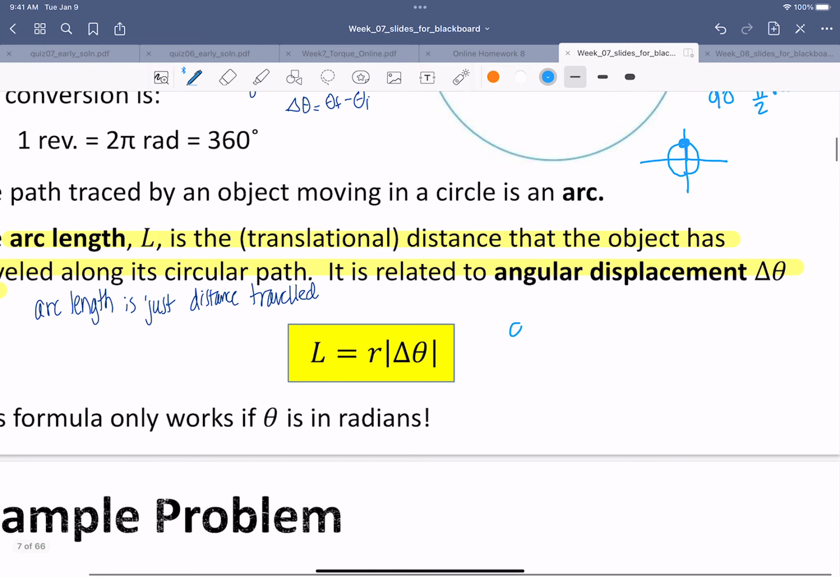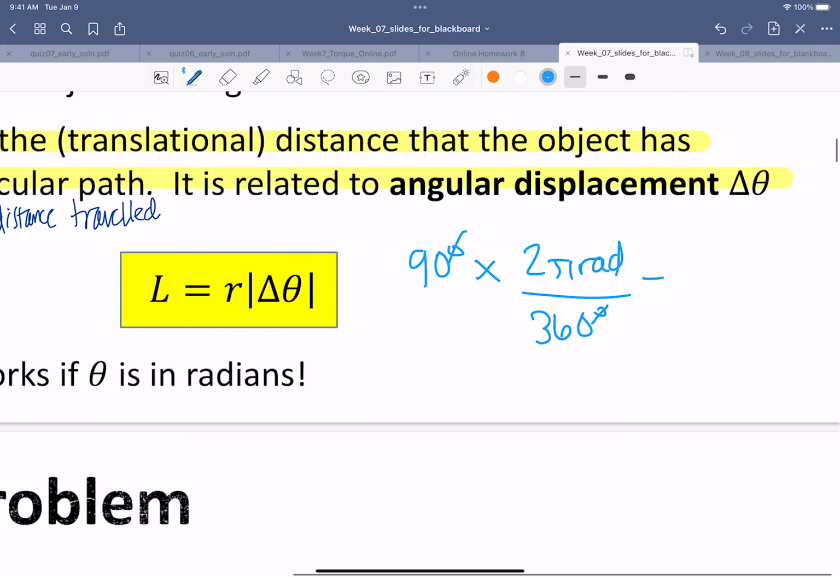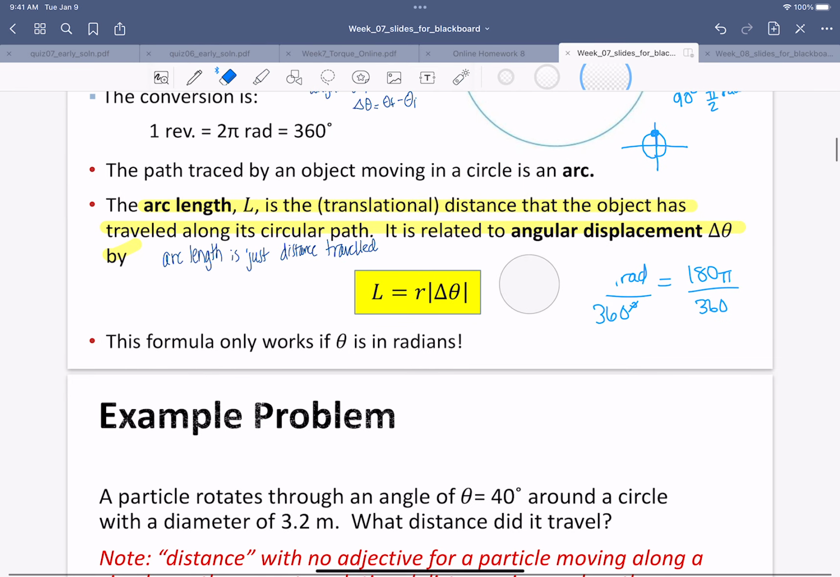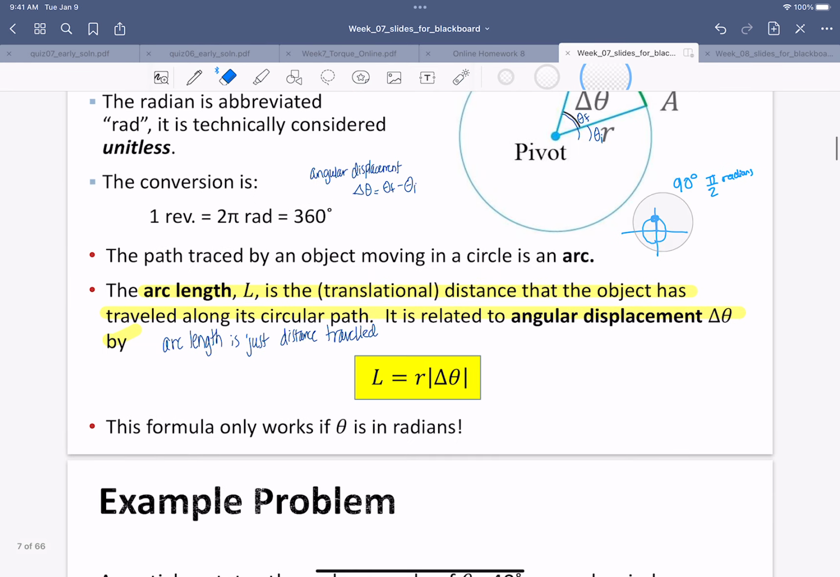All I have to do is take that 90 degrees, for example, and multiply it by 2 pi radians divided by 360 degrees. So your degrees cancel out, and you're left with radians on top. So 90 times 2 pi is 180 pi, divided by 360. 180 is exactly half of 360, so it's pi over 2. That makes sense.